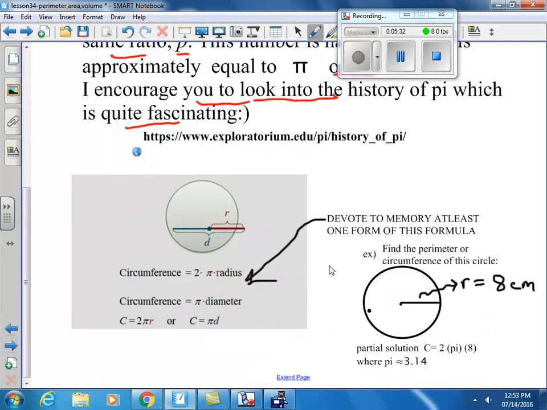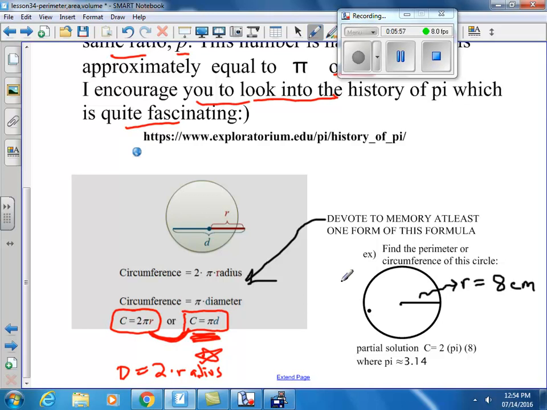Okay, so now you do want to commit this to heart. So we can memorize that circumference equals pi times diameter. Now, since diameter is twice the radius, then a different way of expressing that formula would be 2 pi r. Feel free to memorize either one of those forms. I like pi d. I always say pi d.